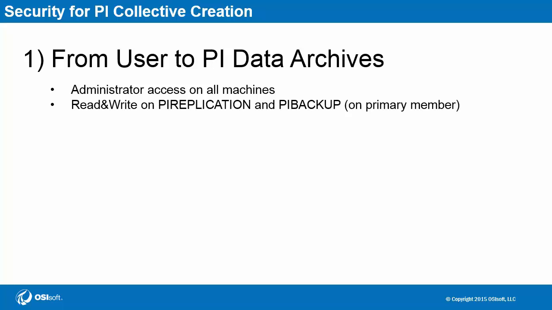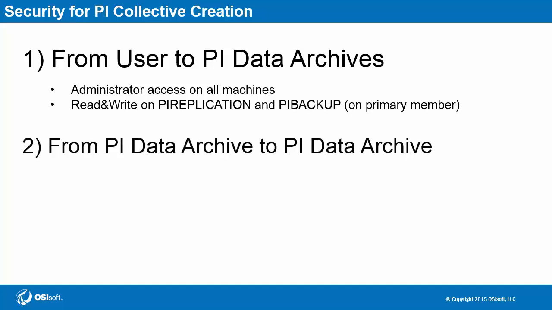Now, this takes care of the user's security to both PyData archives. In terms of the permissions that the PyData archives need with each other, this is all taken care of behind the scenes. As the Pi Collective Manager steps you through the creation process, Windows certificates are generated and shared with all secondary members. PyData archives can then use these certificates when they need to authenticate and communicate with each other. This eliminates any manual setup of Pi security between Pi Collective members.